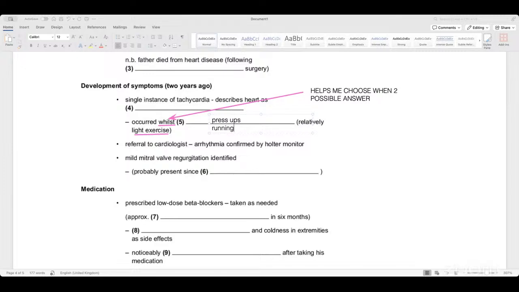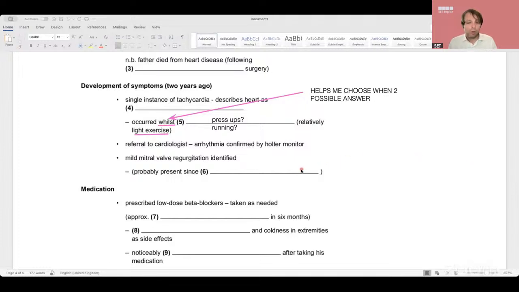What's the answer? Running. Is it? Or is it press-ups? Both of them. Two possible answers. I'm just doing it so it's very simple, right? I just gave 2 answers, of course. So you will never normally get 2 answers. I've never seen that. Only one can be true. So when we have this situation, what OET will do is they will give you clues, words telling you only one of these is true. Does that make sense, everyone?